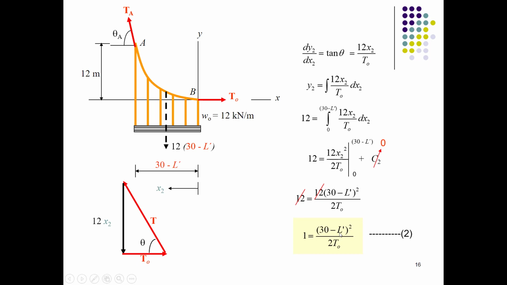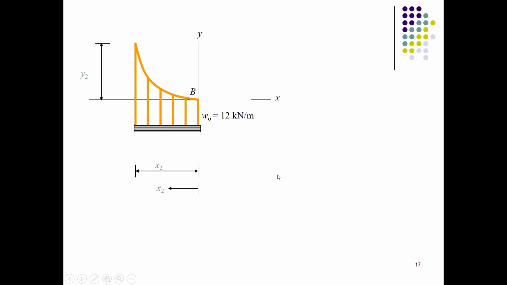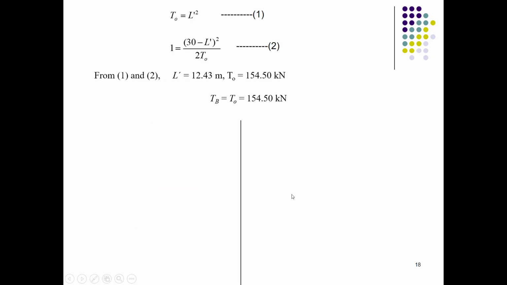We can solve this example by simultaneously solving these equations. So here are two equations. The first one is T naught equals L dash square, which comes from the BC section, and this equation E1 equals 30 minus L dash square divided by 2 T naught, which comes out from section AB. You can solve it simultaneously to get L dash and T naught. Now we have T naught equals 150 kilonewtons, which is basically the horizontal force acting at point B, and we have an L dash of 12.43 meters.